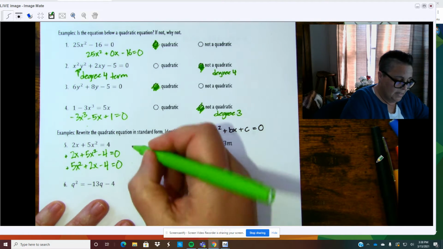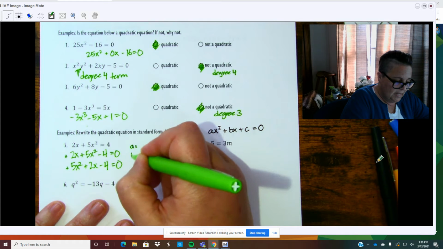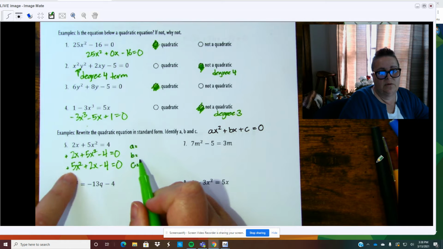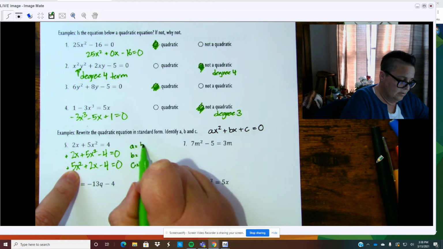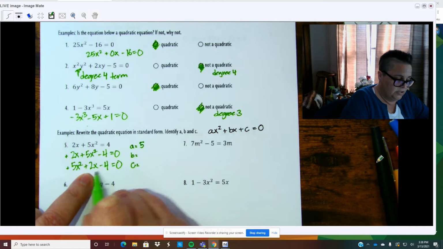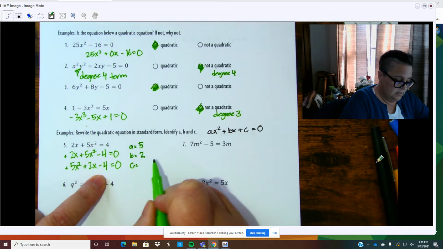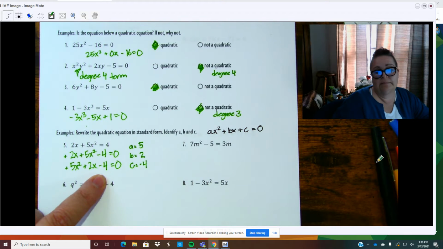Based on this writing, can you identify the a, the b, and the c? The a is the coefficient of the x squared. The b is the coefficient of the x. And the c is the constant, which would be negative 4.